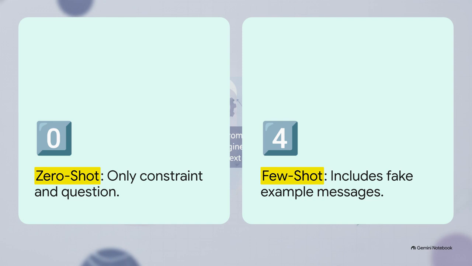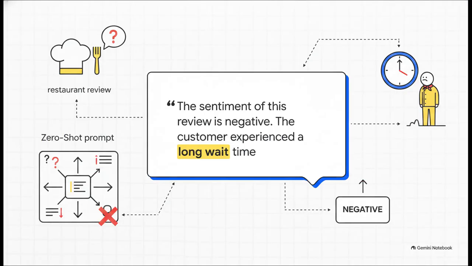A zero-shot prompt is just 2 messages, your system constraint and a real user question. But for few-shot, we are actually inserting a fake user message and a fake assistant response right before the real question. We completely invent those intermediate messages just to establish a rock-solid pattern for the model to follow. Let's see what happens when we skip this step.